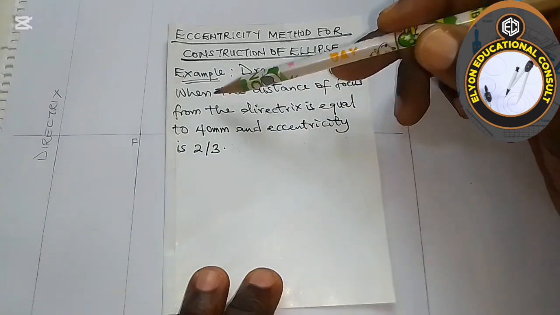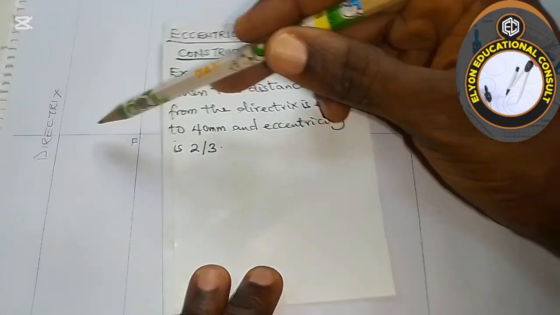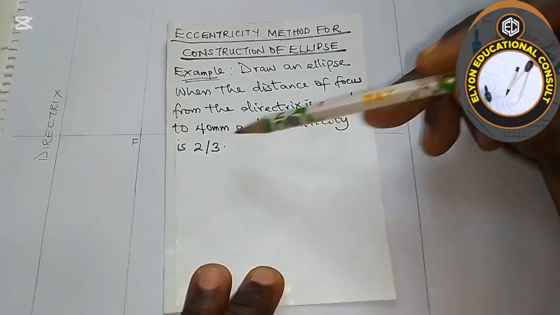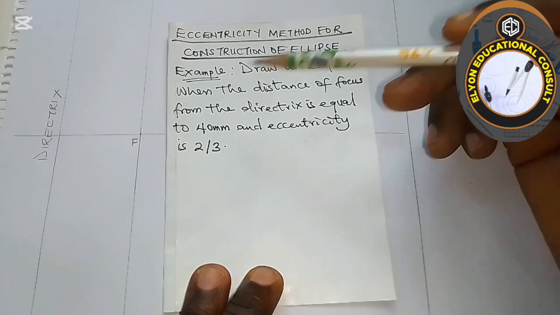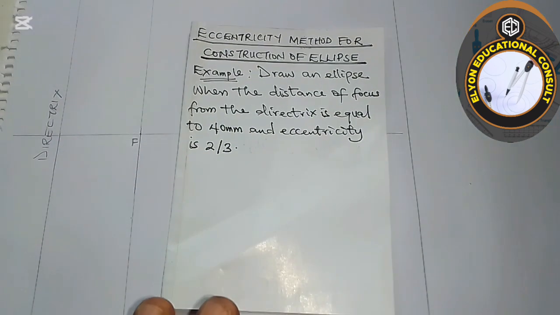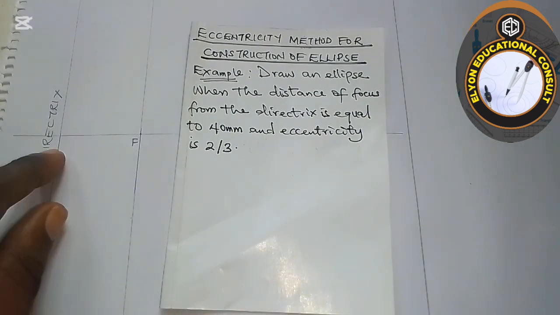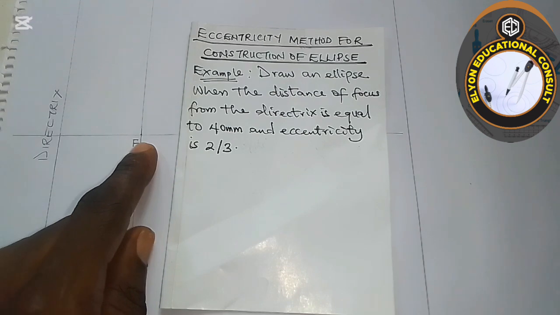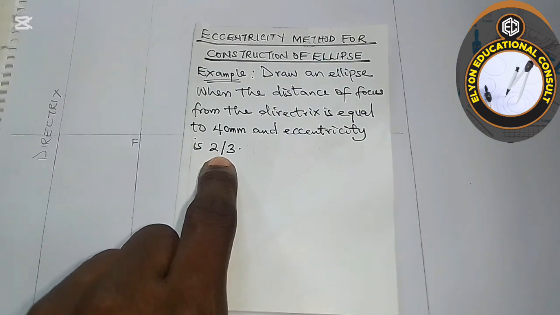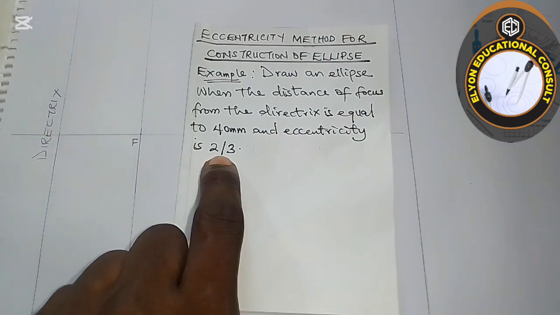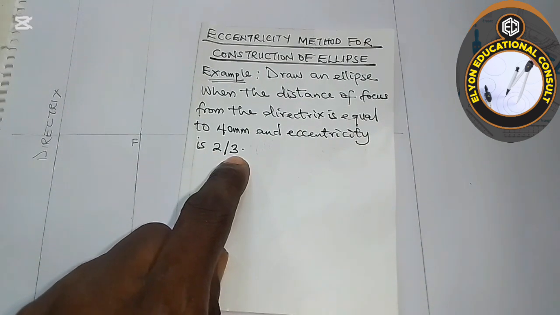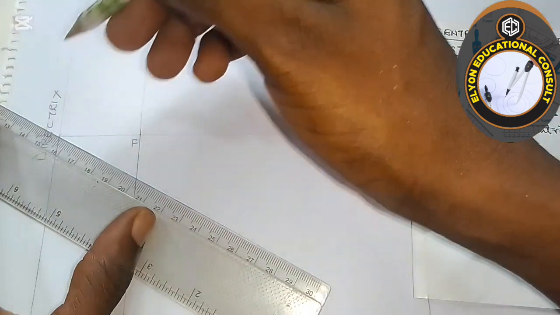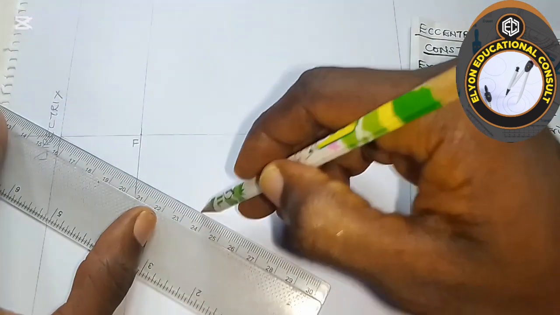Alright, so we are told that the distance of the focus from the directrix is equal to 40, which we have now drawn out, and the eccentricity is 2/3. So we are going to be picking the distance from the directrix to the focus, which is that 40. We are going to be dividing that into 5, the addition of the ratio, that is 2 plus 3, which is 5. So I'm going to be dividing that now into 5. I will quickly use the method of line division for that now.